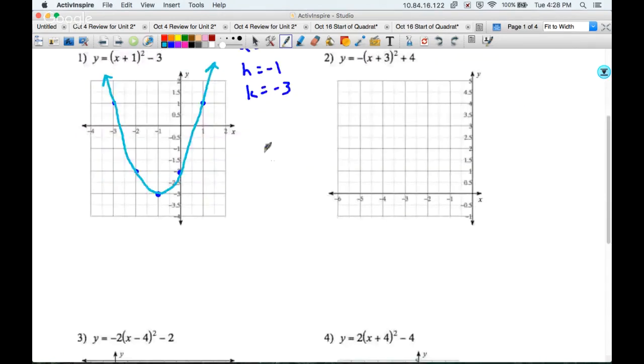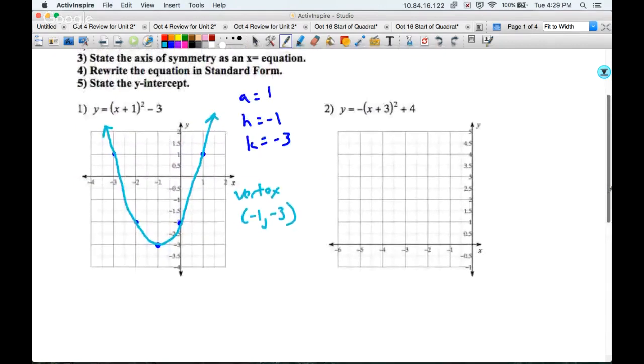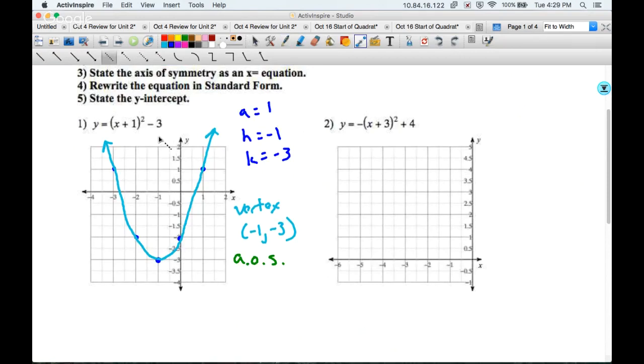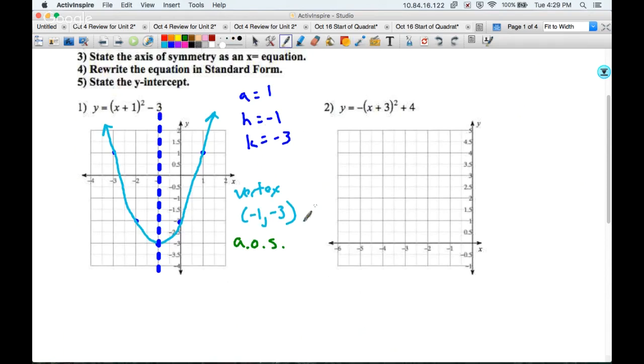All right, state the vertex. The vertex is at -1, -3. Let's see, state the axis of symmetry. I'm going to abbreviate that AOS. Now the axis of symmetry would be, how can I draw a line in here to make this symmetrical? Well, I'd have to make that line perfectly vertical right through the vertex. And how do we write the equation of vertical lines? We write them as x equals equation. This equation here is x equals -1.